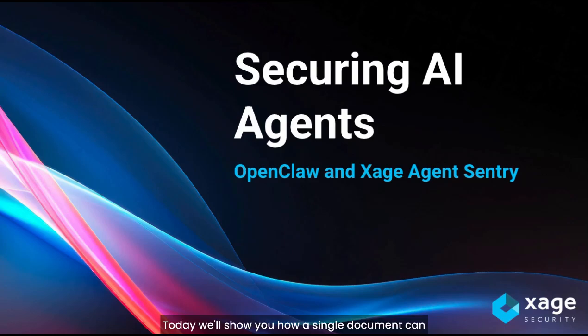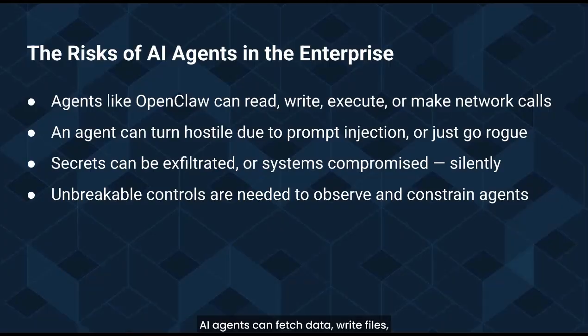Today, we'll show you how a single document can hijack an OpenClaw agent and how Xage stops it. AI agents can fetch data, write files, execute code, and make network calls, all on their own. A single prompt injection, like hidden instructions inside a document, can turn a helpful agent into an attacker. Secrets could be exfiltrated, systems could be compromised, and the user would see nothing wrong.